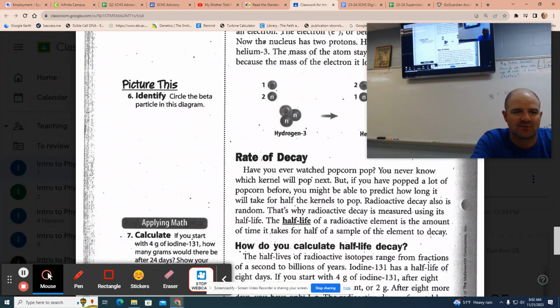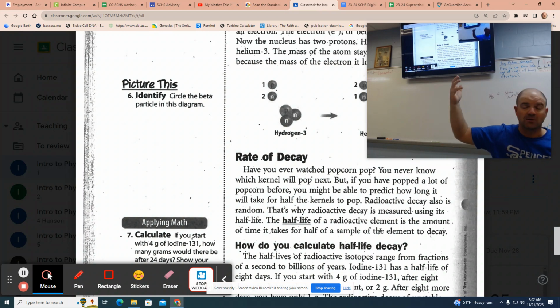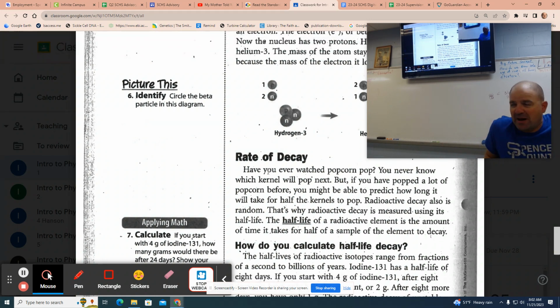Rate of decay. This is really, really important for our big picture question, right? So up on the board, I wrote big picture concept. How do we know the age of rocks, old bones, fossils, whatever? Okay, that's the big picture that we're doing in this Earth history unit. All of what we learn should in some way inform you as far as how we can do that. This is a big part of that right here. It says, have you ever watched popcorn pop?